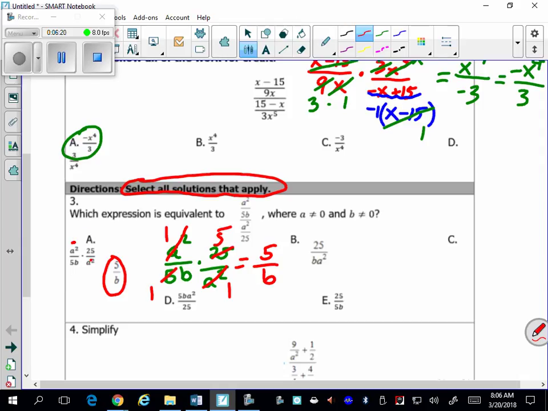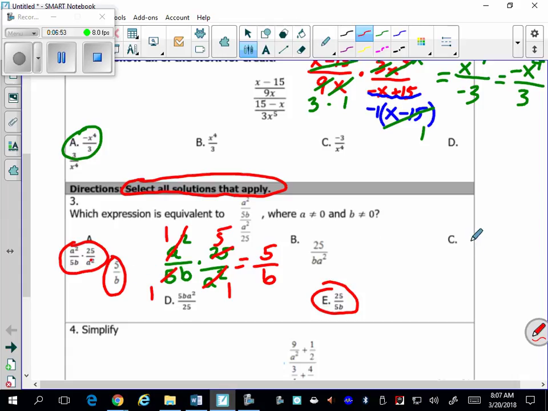And let's see if there's anything else that would be equivalent. So if I just simplified the a squared, then it'd be 25 over 5b, which is actually E over here. If I just simplified 25 over 5, that'd be 5a squared over ba squared. And that's 25, so that's not right. And over here is not correct either. So it's just these two. This is actually supposed to be over here for C.